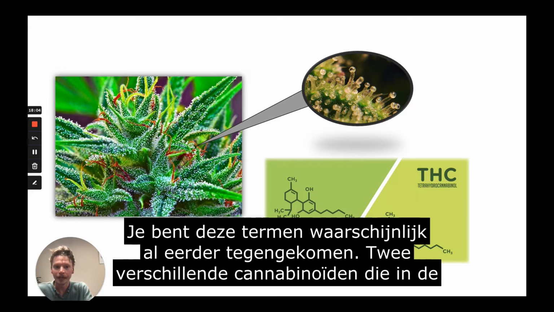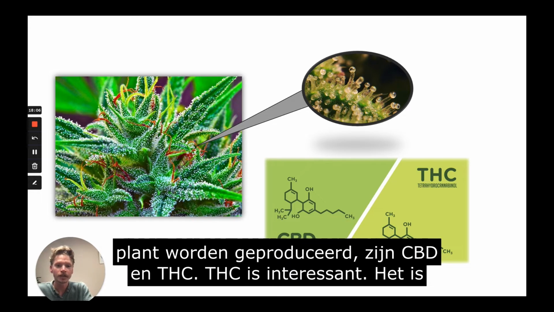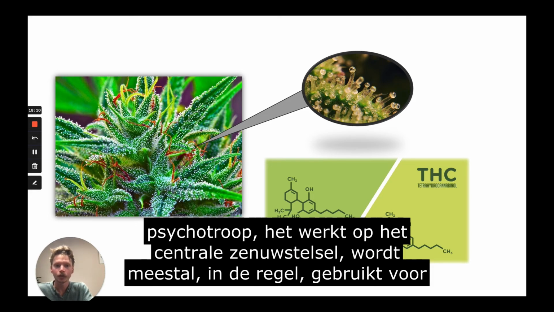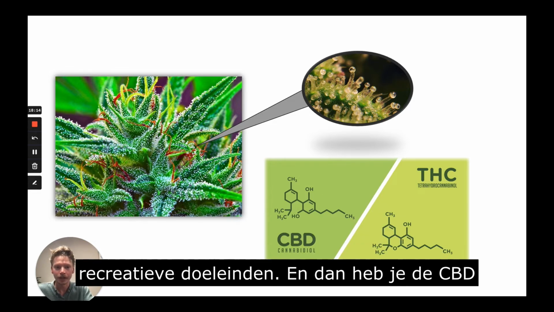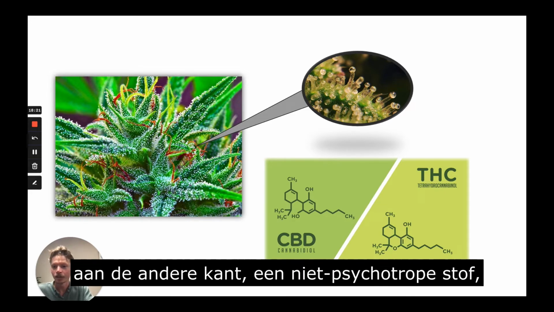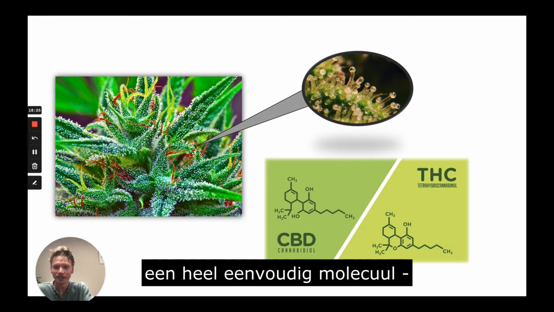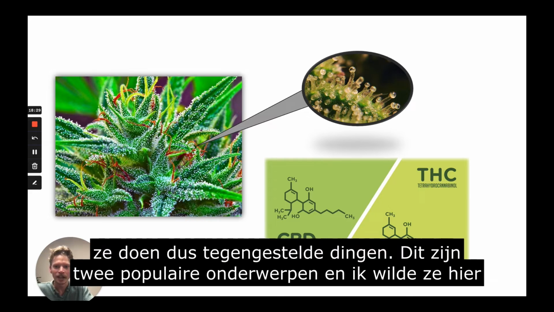Two different cannabinoids produced in the plant are CBD and THC. THC is an interesting one. It's psychotropic, works on the central nervous system, and is generally, or stereotypically, used for recreational purposes. And then you have CBD on the other hand, which is non-psychotropic, a very simple molecule, and they actually do polar opposite things. But these are two hot topics, and I thought I'd mention them already.